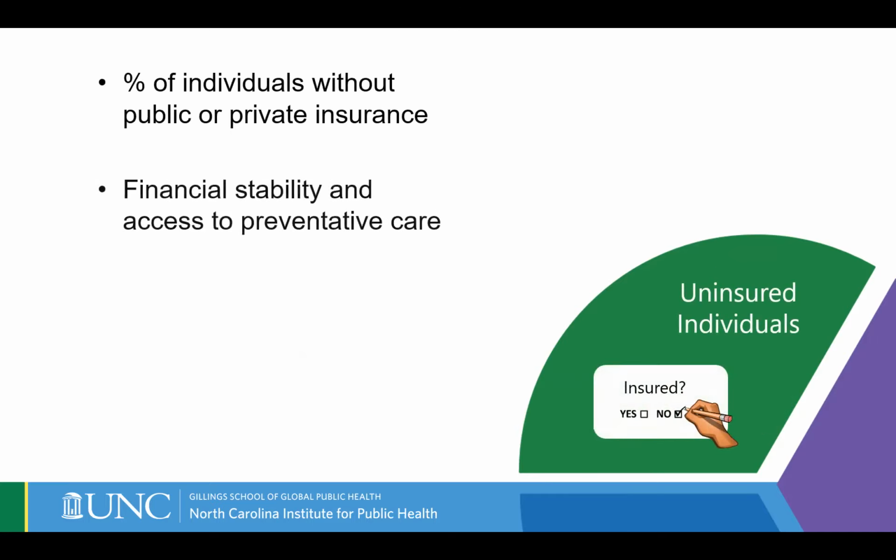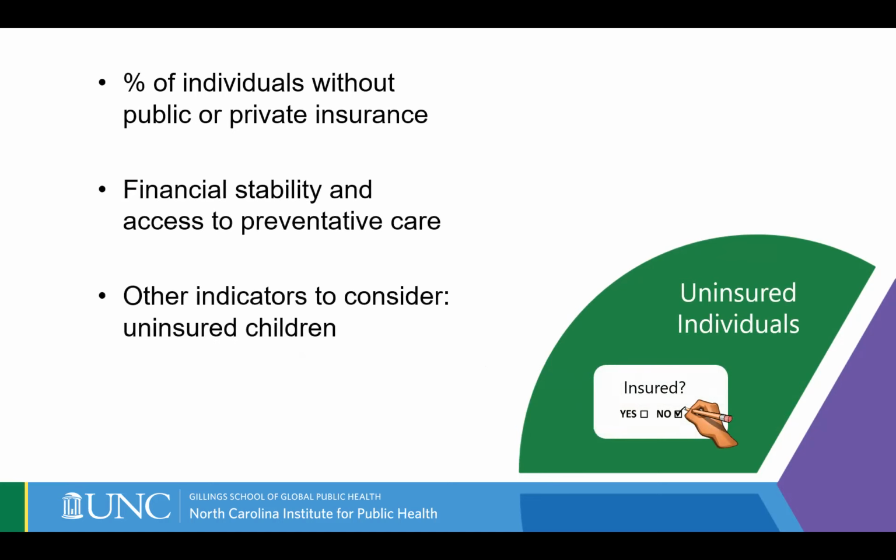The final indicator in this category is uninsured individuals. This indicator is defined as the percentage of individuals without public insurance, which would include Medicaid and Medicare, or private insurance, which would include employer-provided insurance or privately purchased. Because insurance is tied to economic stability, either having a full-time job with benefits or the ability to purchase insurance, financial stability impacts an individual's ability to access preventative or routine care.